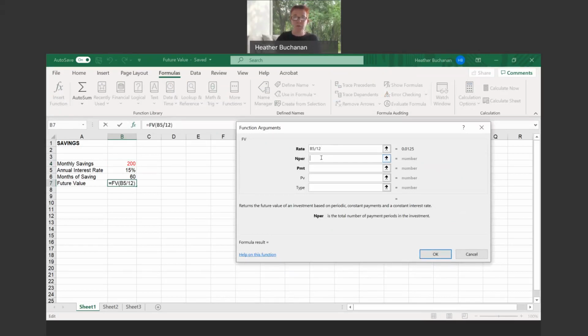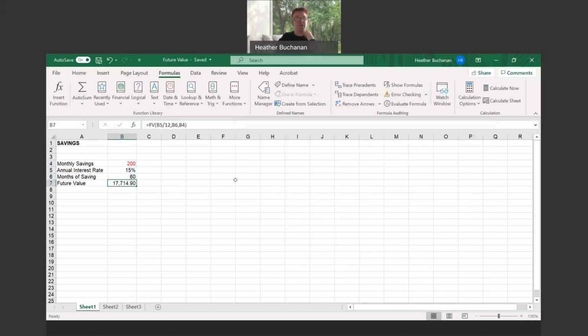The Nper is the total number of payment periods in the investment, so the number of months that we're saving, so that's going to be B6. And the payment, again, it tells you down here, the payment made each period, so the amount that we are going to pay is in B4. Click on OK. And we can see there that if we save £200 a month for 60 months at 15%, it's going to be worth £17,714.90. So that's future value.